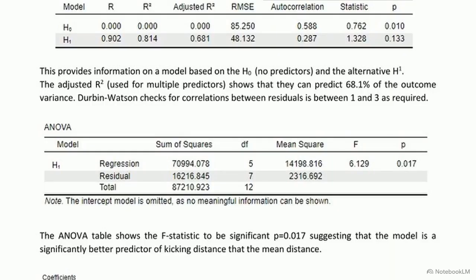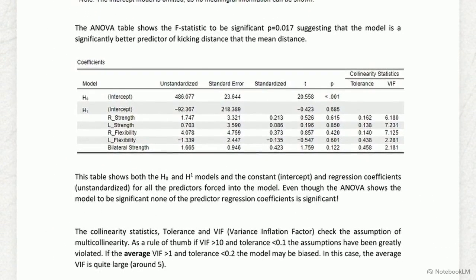Review the output from the default Enter method. The ANOVA table shows a significant p-value of 0.017, suggesting the model works. But look down at the coefficients table. Despite the model passing, absolutely none of the individual predictors are significant. Every p-value is above 0.05.